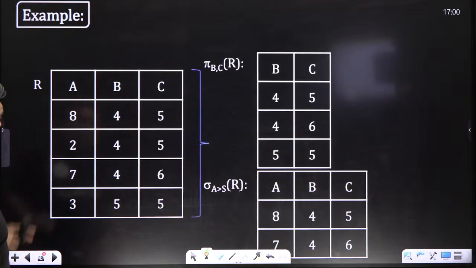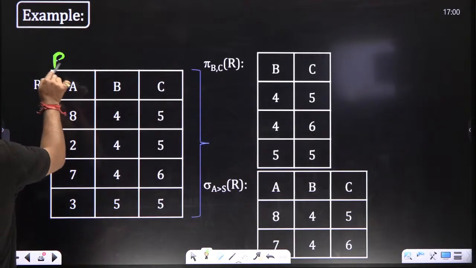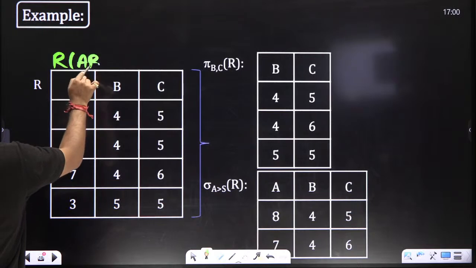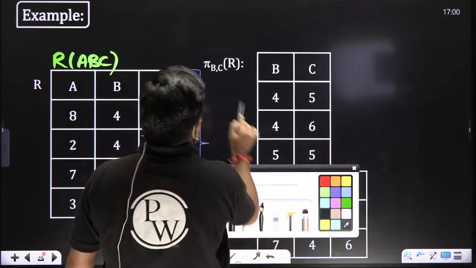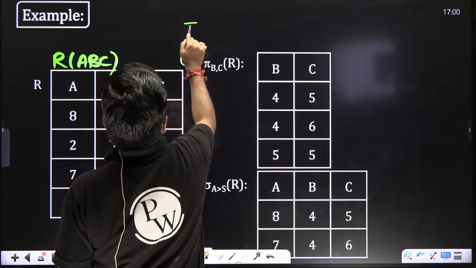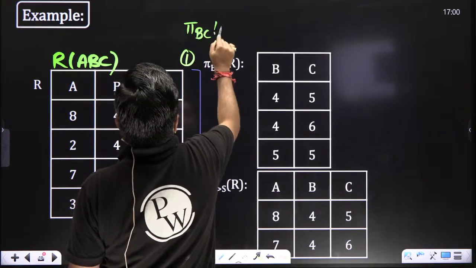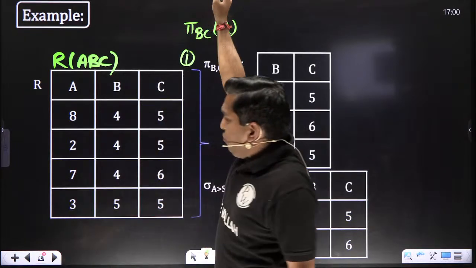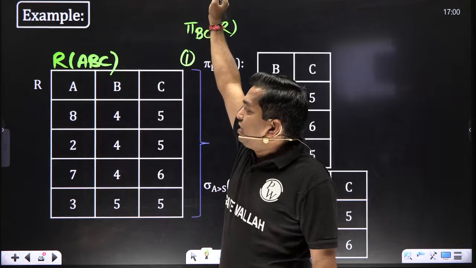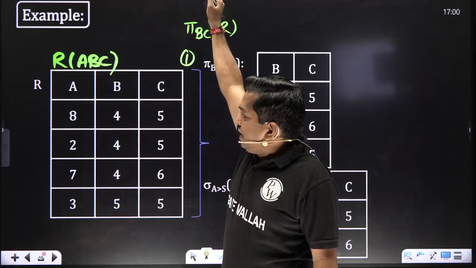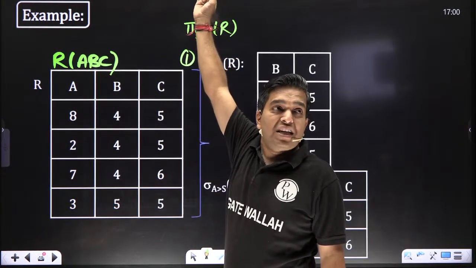Now listen carefully. Here is a relation R with A, B, C. My question number 1 is pi BC from R. Now let me know what is the answer. How many tuples will you get? Number of tuples, tell me fast.